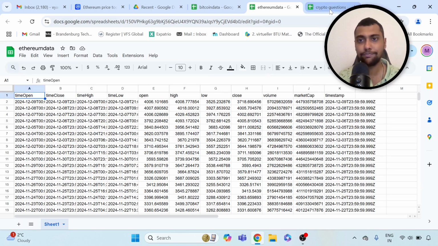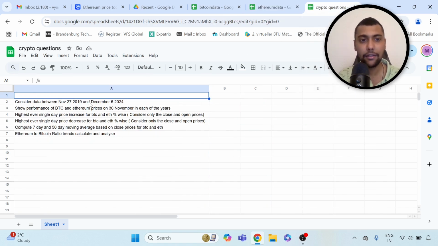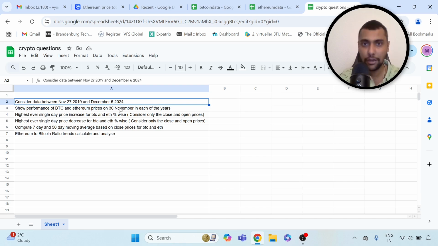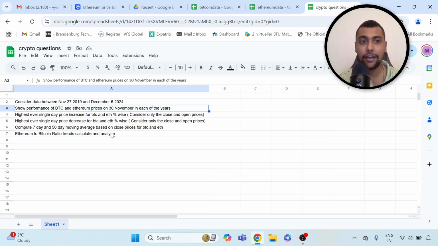Once you're done with that, you'll have tables on BigQuery, and this is what I want you to do, right? I'll put this questionnaire sheet so you're also aware what you need to do. Consider data from November 27, 2019 to December 6, 2024. That's the time range. Download the data and do a few things like analyze the performance of Bitcoin and Ethereum prices on 30th November of every year, right?